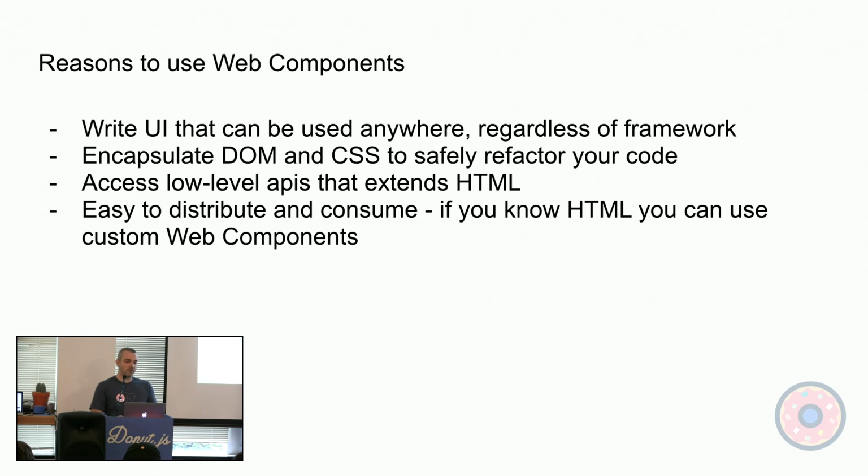A couple of reasons why we would want to use web components is we would want to write UI that can be used anywhere regardless of the framework. Web components allow us to write truly interoperable HTML elements. If we want to protect and encapsulate our DOM and CSS so that we can safely refactor our code even after we've shipped to consumers, web components are a good fit for that. If we need access to some low-level APIs that directly extend HTML, one example might be a synchronous mutation observer, web components allow APIs to do that sort of thing. And if we want our code to be really easy to consume, one nice thing about web components is the way we ship them is as HTML elements. So if you know HTML, you can definitely use web components.